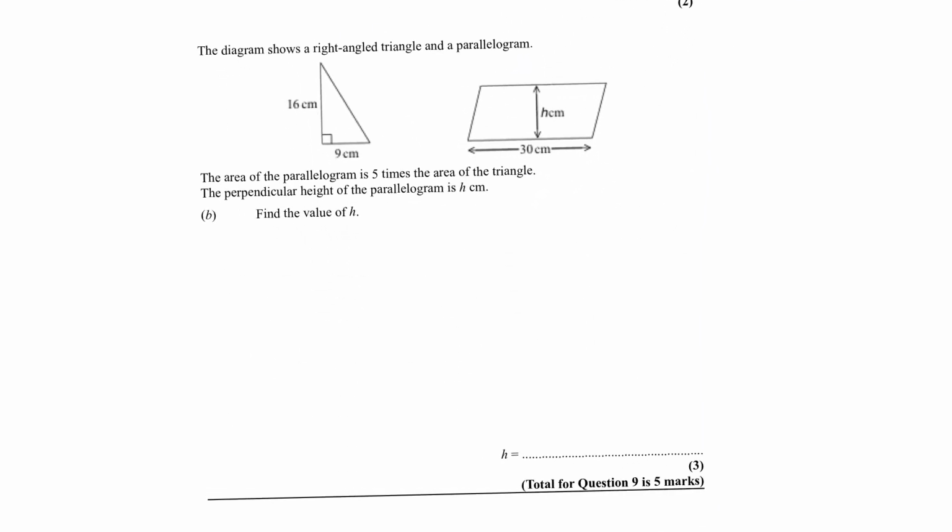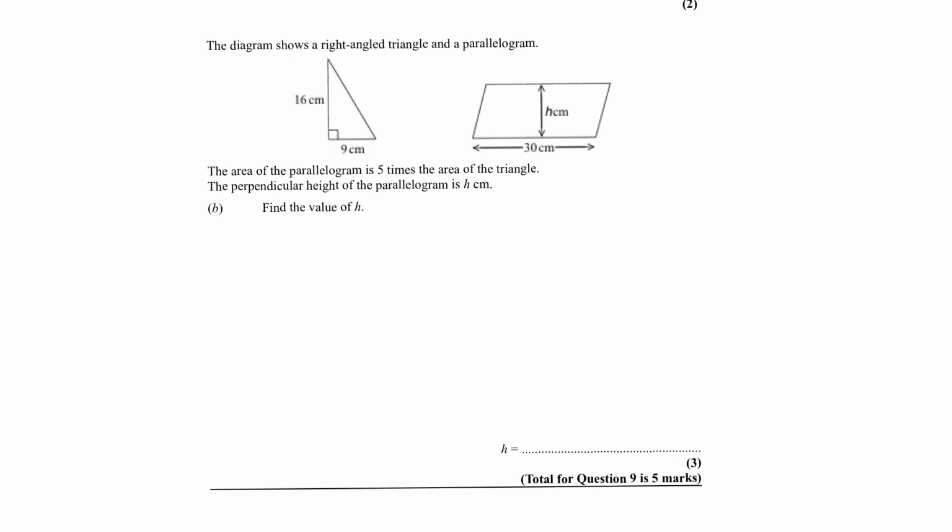Okay, and then it says the diagram shows a right angle triangle and a parallelogram. It says the area of the parallelogram is 5 times the area of the triangle, and the perpendicular height of the parallelogram is h, and it wants us to work out what h is. So area of P, I'm just calling it P for parallelogram, is 5 times the area of the triangle. So 5 times the area of T. And then it says the perpendicular height of the parallelogram is h. And then it wants us to find what h is.